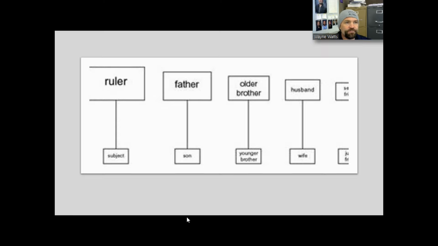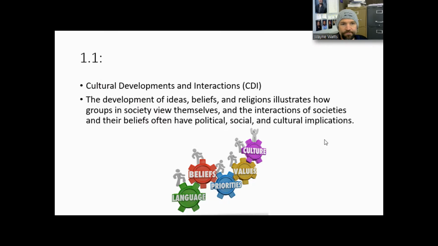In Confucianism, there's always the superior and there's the inferior. The most simple example is the ruler to the subject. The ruler has the mandate of heaven and has the right to rule over the subject, the same way that a father does over a son, an older brother does over a younger brother, and a husband does over a wife, for example.